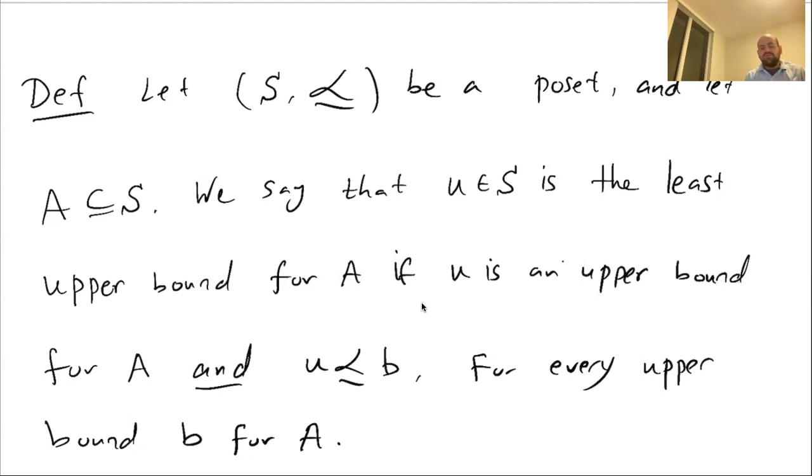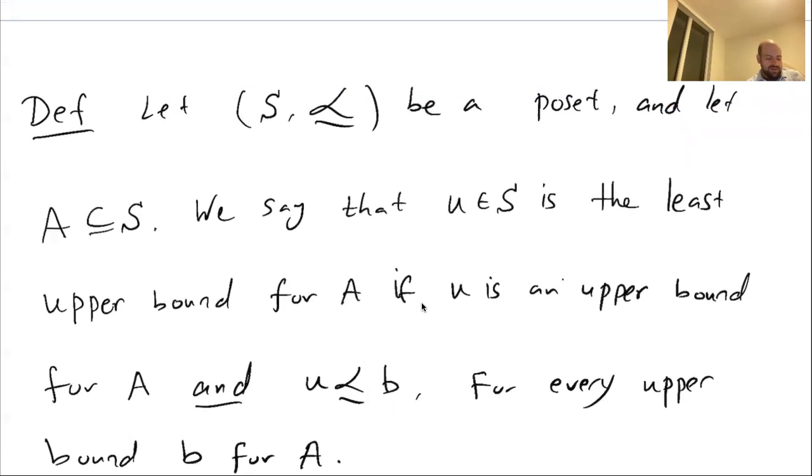So least upper bound means an upper bound which is less than or equal to any other upper bound of A. So U has to be less than or equal to B for every upper bound B of A. And please remember, all less than or equal here are clearly less than or equal, which could be the actual less than or equal, or dividing, or subset, so any poset.